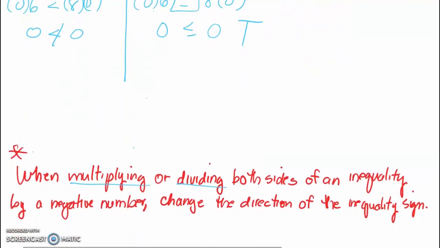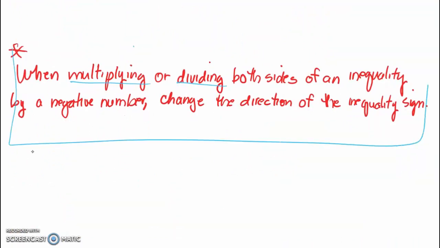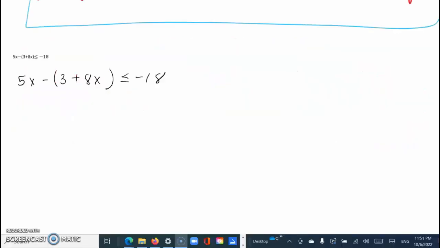Okay. So please pay attention to this rule right here. It'll come in handy when we want to solve that original problem. And let's get back to that right now. Okay, here we are. 5x minus parentheses 3 plus 8x, close parentheses, less than or equal to negative 18. Your goal is to solve for x. Again, if you see a parentheses and a subtraction sign in front of it, put in the imaginary one. Okay. What do you do first?